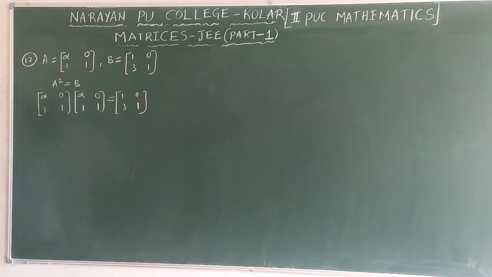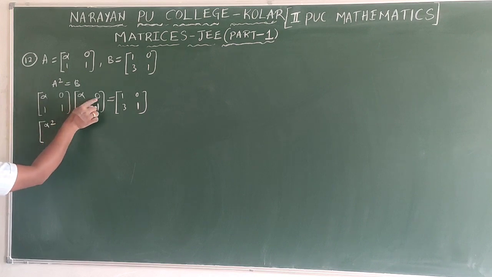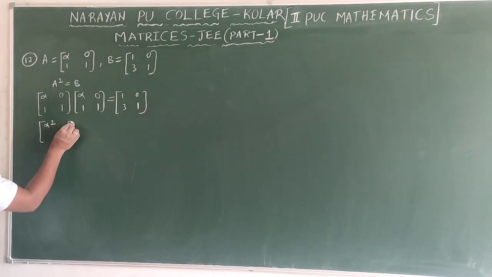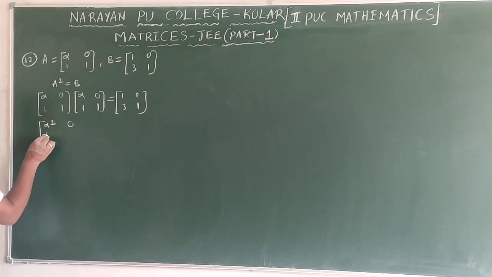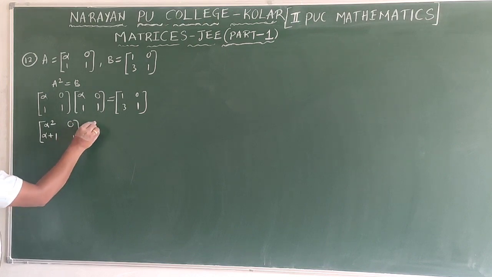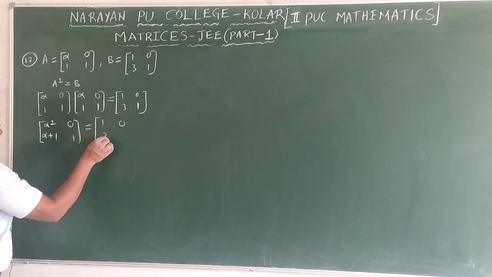Multiply this matrix, first row with first column. What will we get? Alpha square plus 0 into 1, so alpha square. Alpha into 0, 0 into 1, that is 0. Next, 1 into alpha plus 1 into 1, that is alpha plus 1. Next, 1 into 0 plus 1, that is 1, equal to 1 0 3 1.